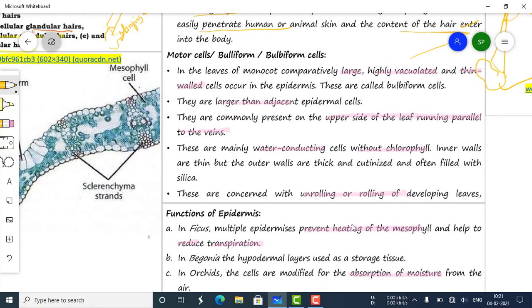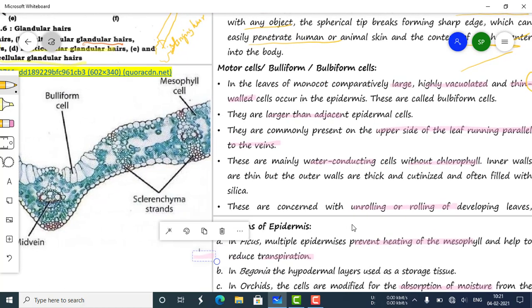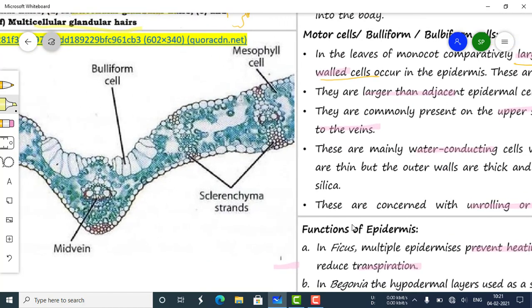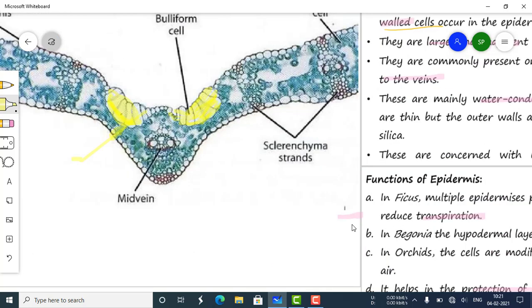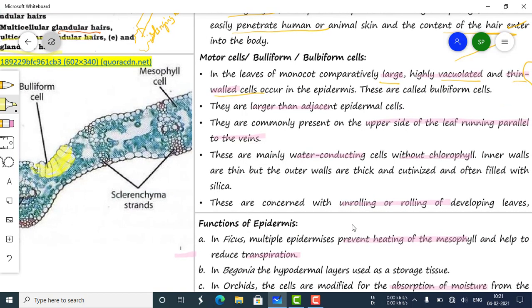And the last point is the motor cell or bulliform type of cells. In the leaves of monocots, comparatively large, vacuolated and thin-walled cells occur in the epidermis, and these cells are called bulliform cells or motor cells. These are the motor cells or bulliform cells. They are larger than the adjacent cells.